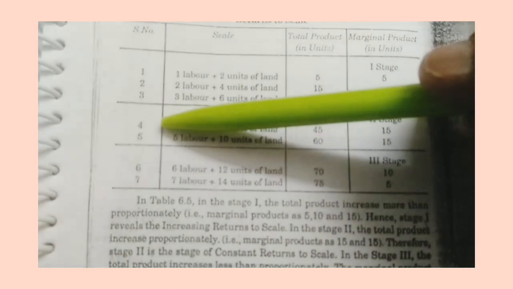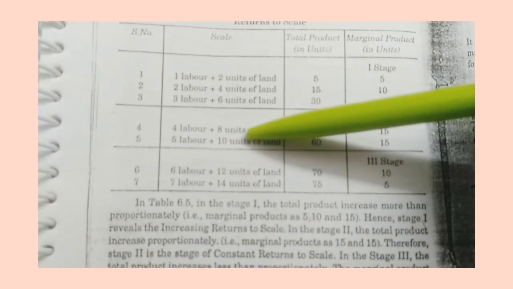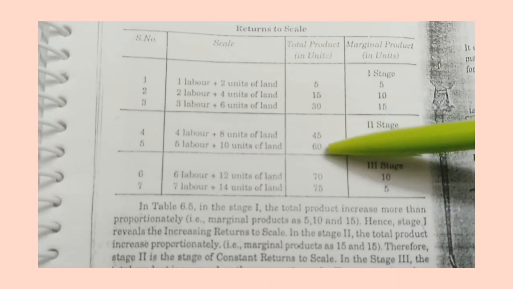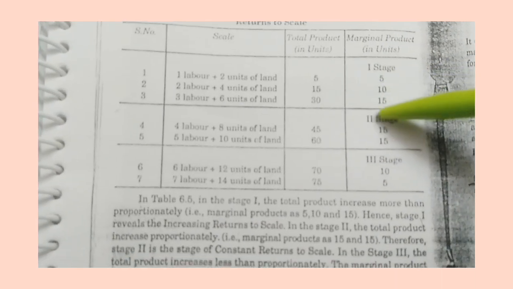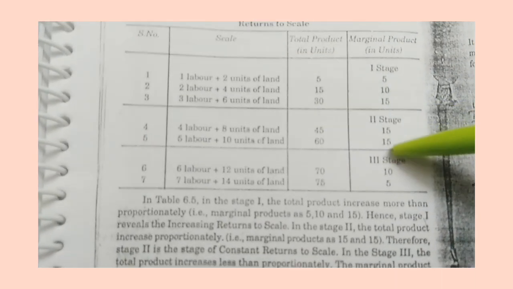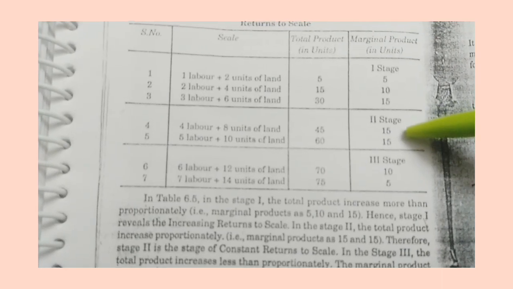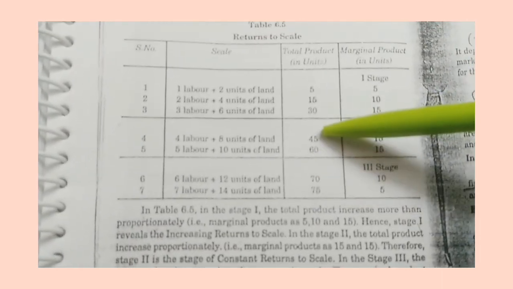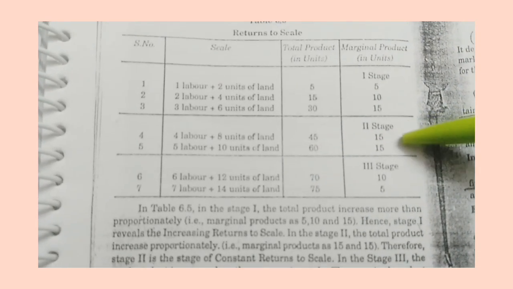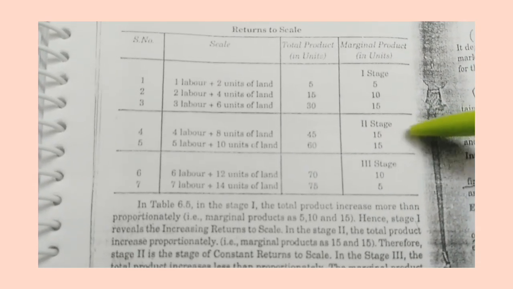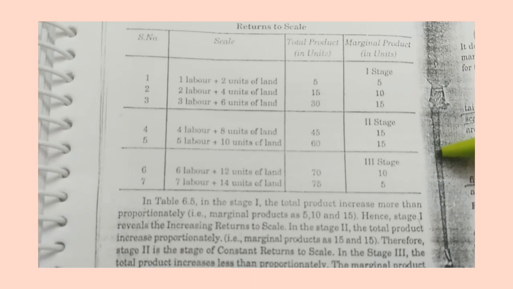This is stage 1, increasing return or increasing stage. Look here, the fourth combination, fifth combination: 4 labor, 8 units of land, 5 labor, 10 units of land. So 45, 60. Here the marginal product, 45 minus 30, 15, 60 minus 45, 15. So the marginal product is constant, the same. Here the total product is increasing, but the marginal product is constant. So this stage is called a constant return.